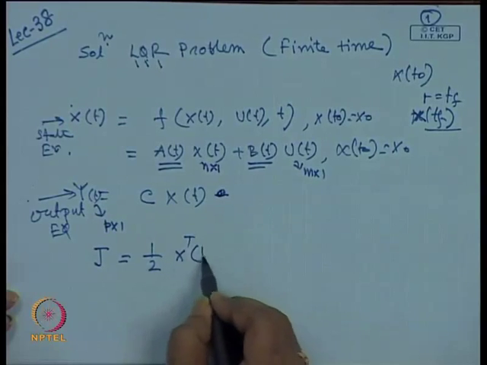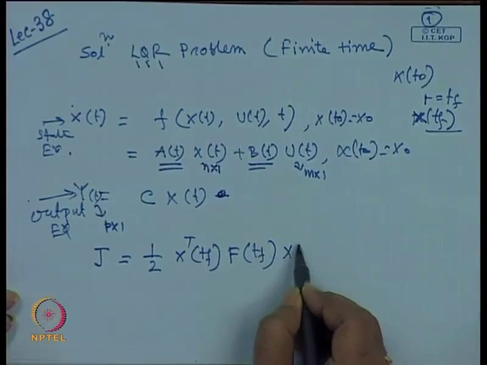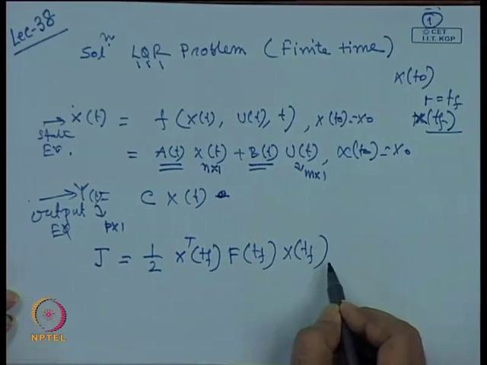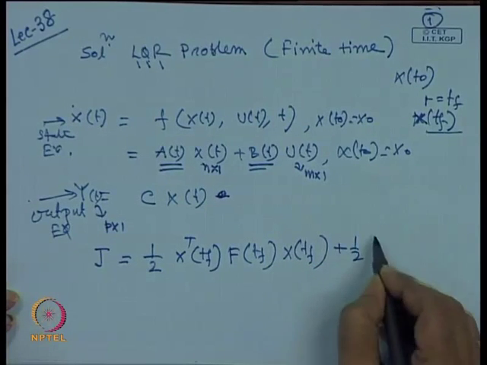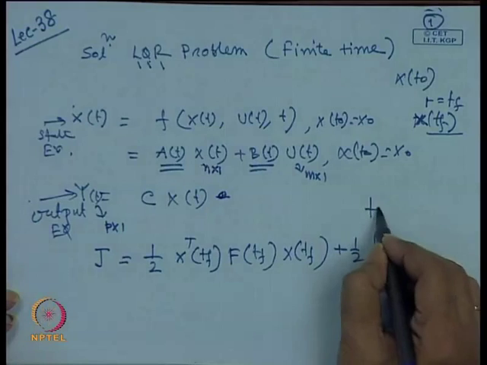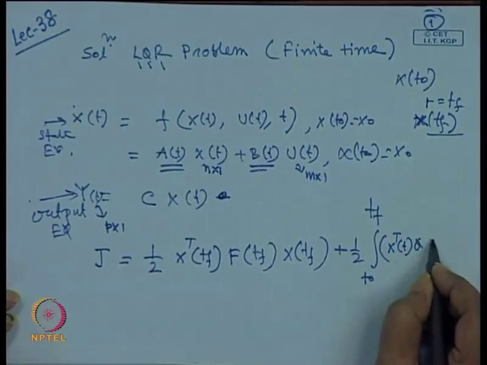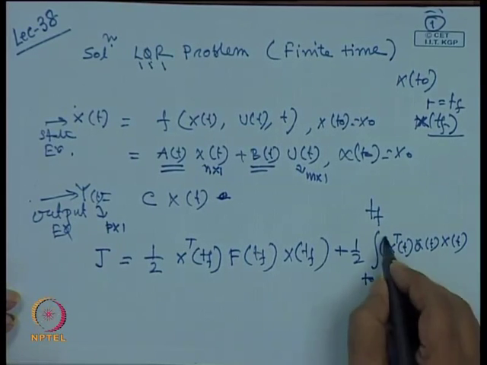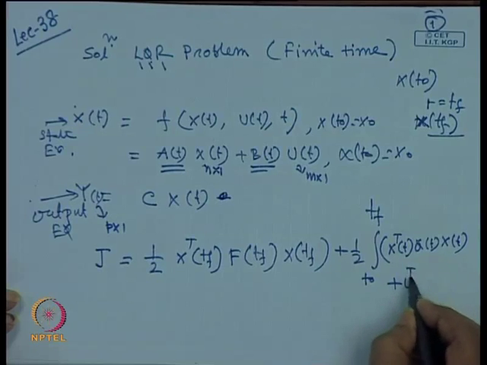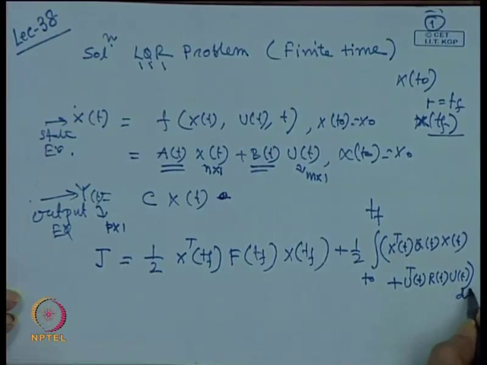So, this is the terminal cost, which is half x transpose of t f F x of t f, a quadratic form in the state at time t equal to t f, plus half integral from t 0 to t f of x transpose of t Q of t x of t plus, inside the bracket, u transpose of t R of t u of t, bracket close, d t.